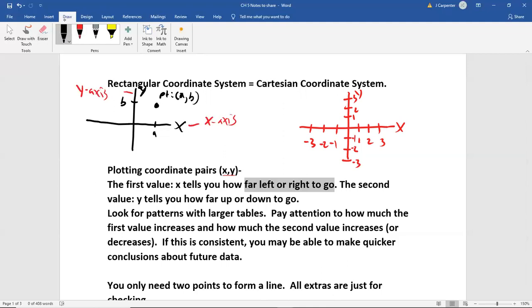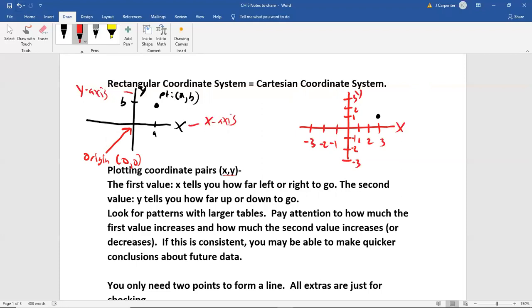So this point right here, to get there, you have to start at what we call the origin, the origination point, which is where the axes cross. So if you need to see that as a name, this point right here, where the axes cross, that is known as the origin. And as a point, it's 0, 0, because you don't move left or right or up or down at all.